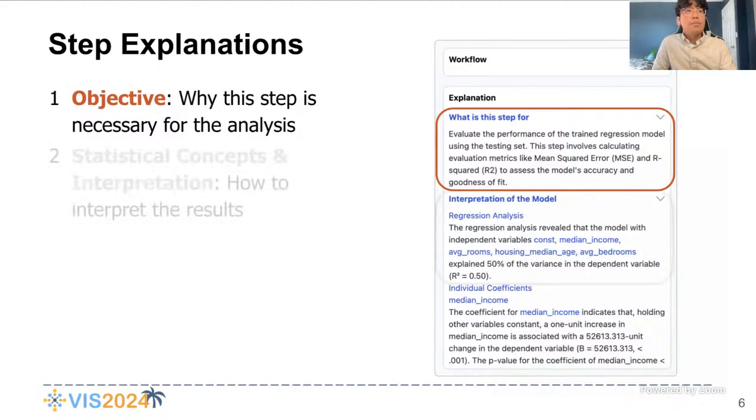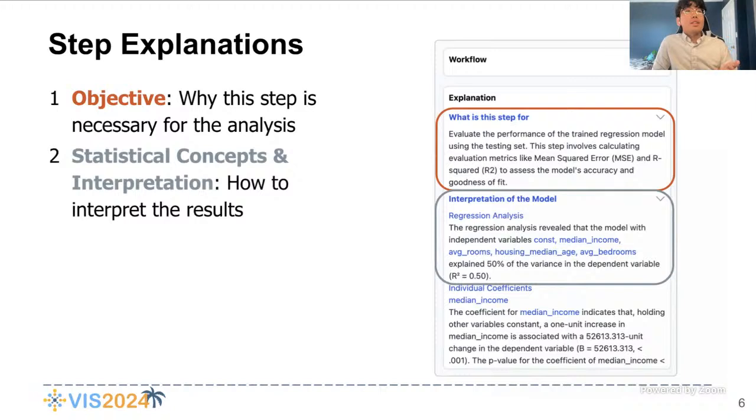And we have another kind of explanation that is also for every step. It's called statistical concept and interpretation. It interprets some concepts within the step, and they help us to interpret the result using templates and also the actual numbers calculated from the data set and the analysis function.